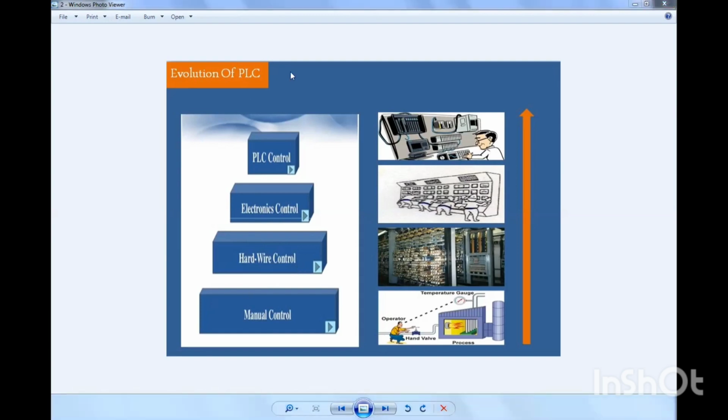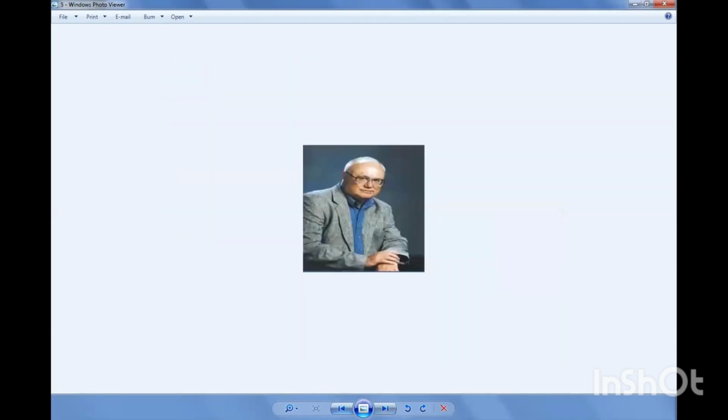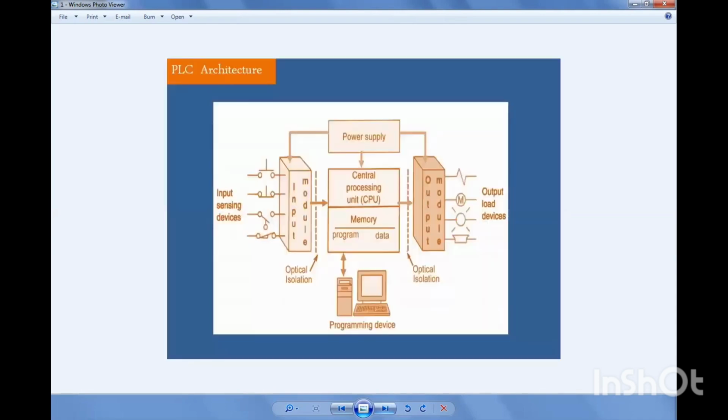Let's see the architecture of PLC. Before that, I would like to introduce him. He is Richard Dick Morley, who is the father of PLC. In the 1960s he introduced this PLC and he is the father of PLC.